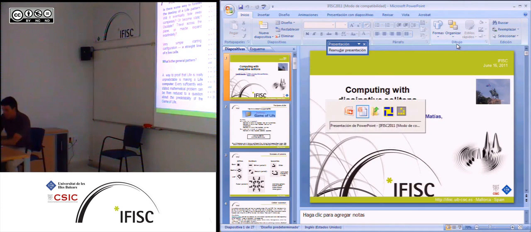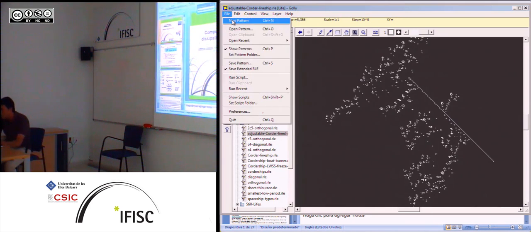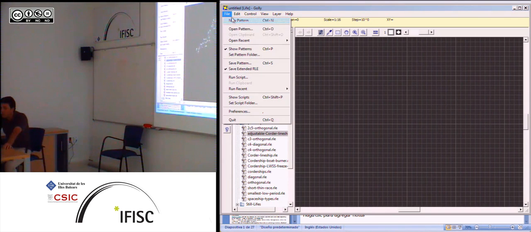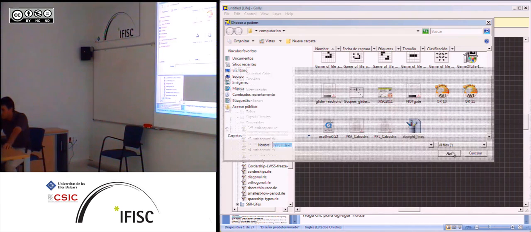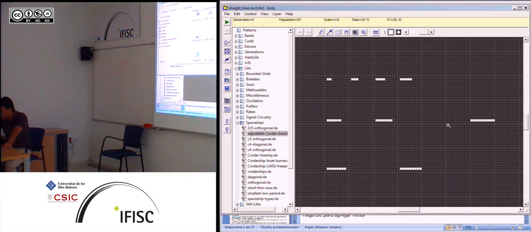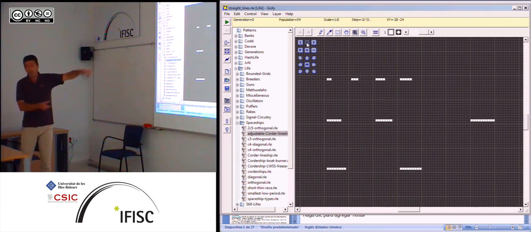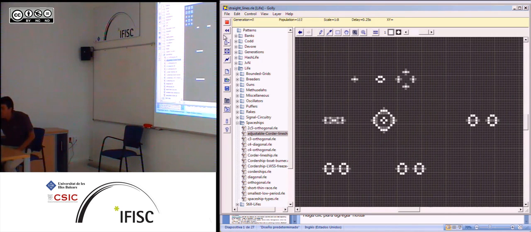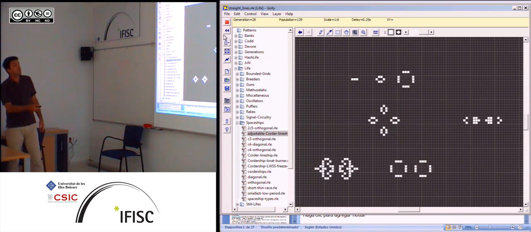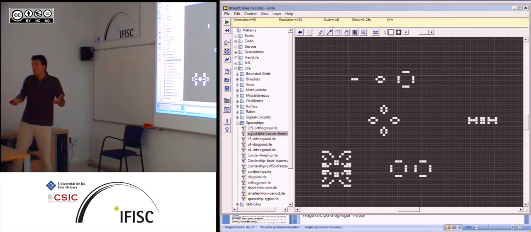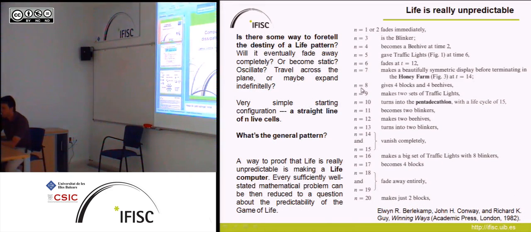I'll show you also a simulation of this. So these are lines with 2, 3, 4, 5, 6, 7, 8, 9, and 10. This one fades, this keeps oscillating, this is stationary. There's no rule. Well, it doesn't seem to be a rule.